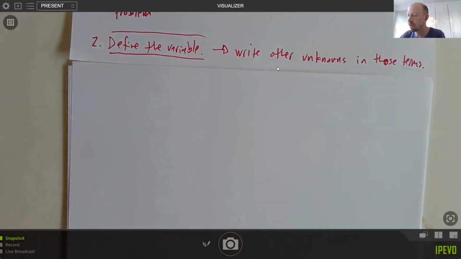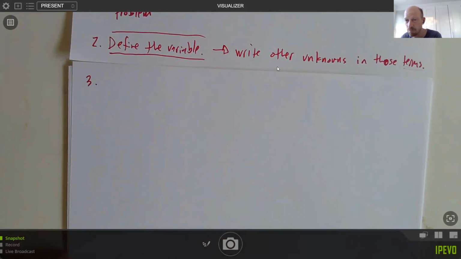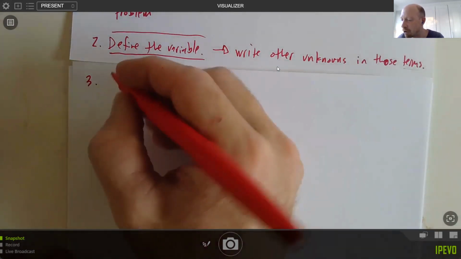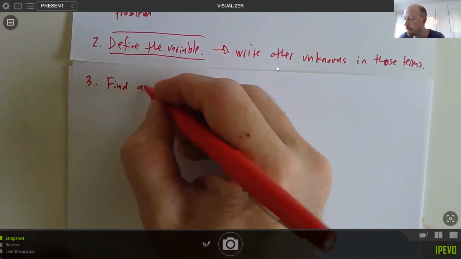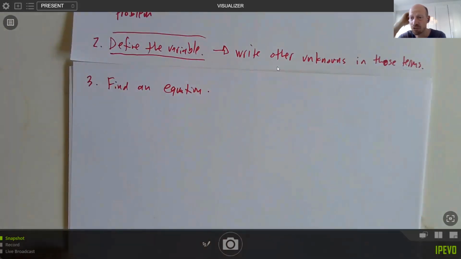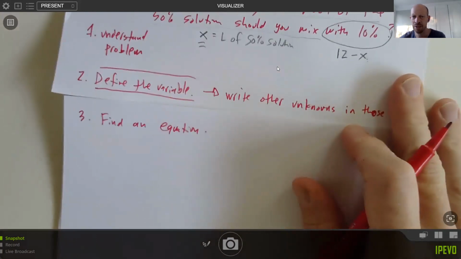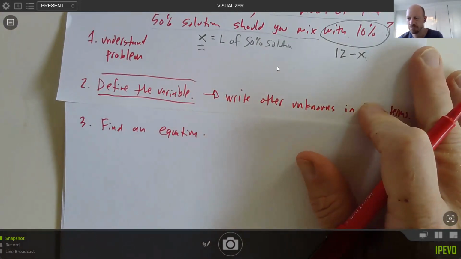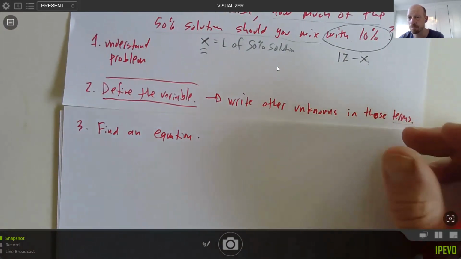Okay, so the third step here, after I have the variables and the other unknowns, now I need an equation. A lot of times students try and jump to the equation part, and that's kind of where you'd like to be, but you have to do the work to get there. Okay, so we can't just jump there. But we can get there with a little bit of work.